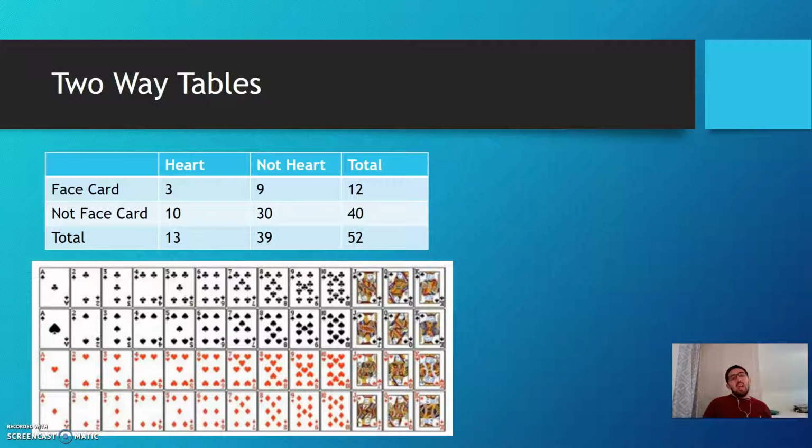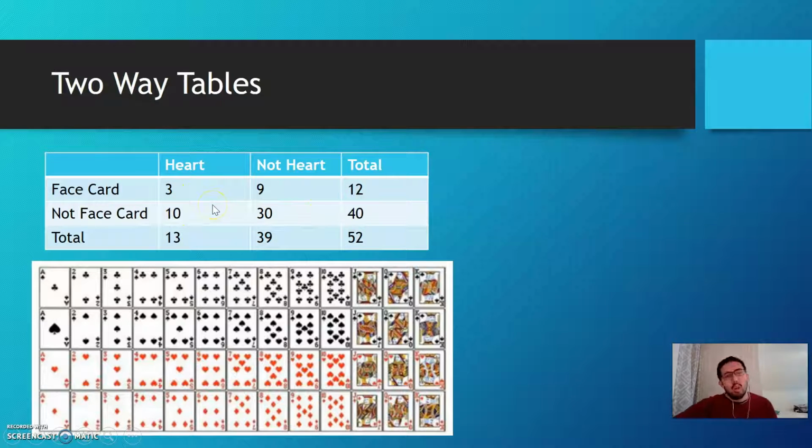So let's take a look at all of the events within that scenario. If I look at the whole scenario, the event face card and the event heart: face card, not face card, heart, not heart. So it could be what? Heart or not heart, or face card or not face card. And these are all the possibilities.